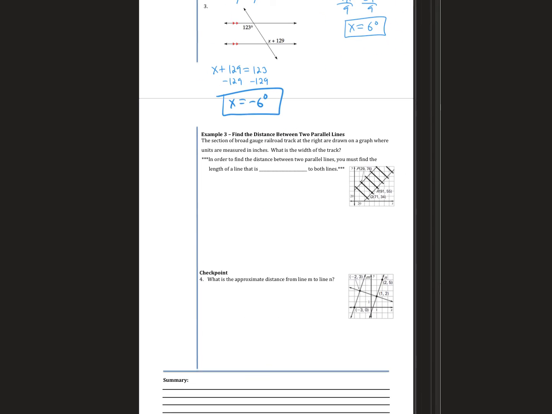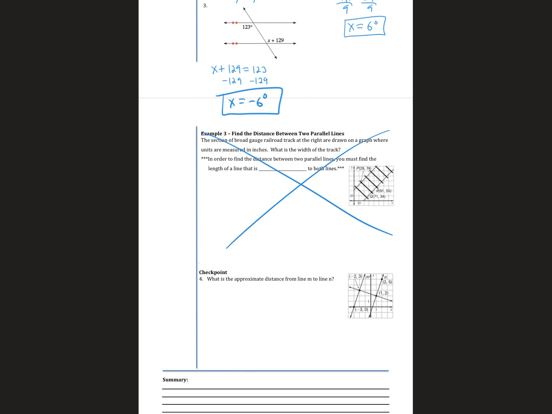Okay, we are actually going to cross off example 3, and we're going to cross off checkpoint 4.